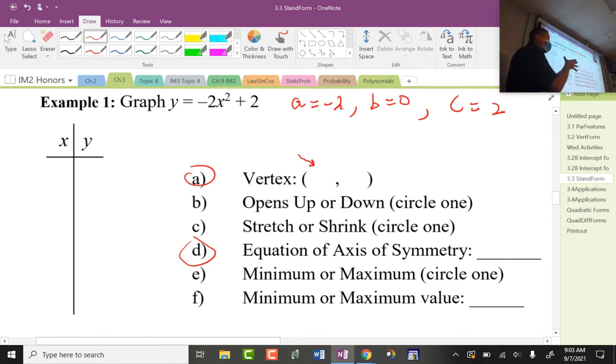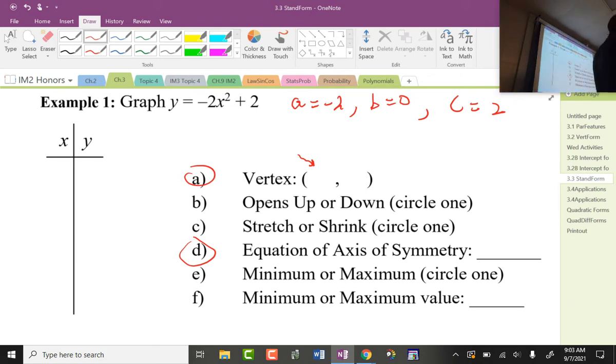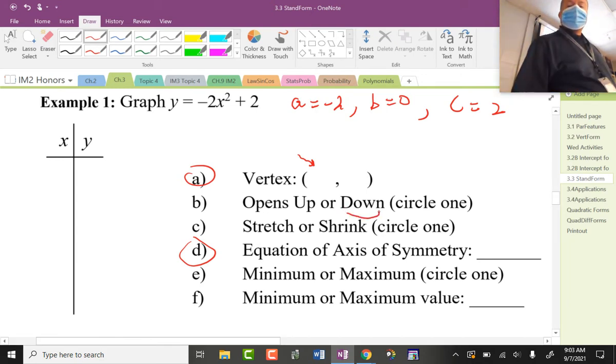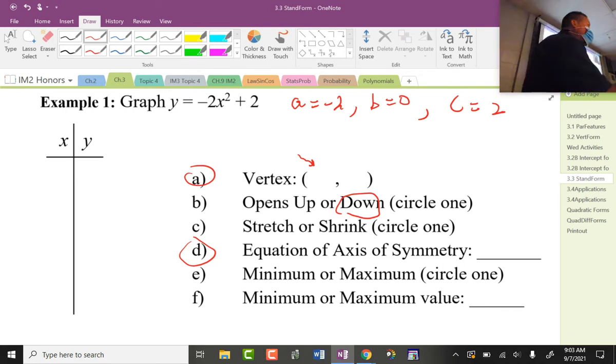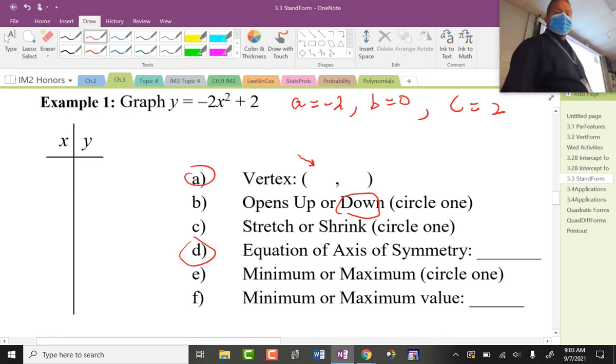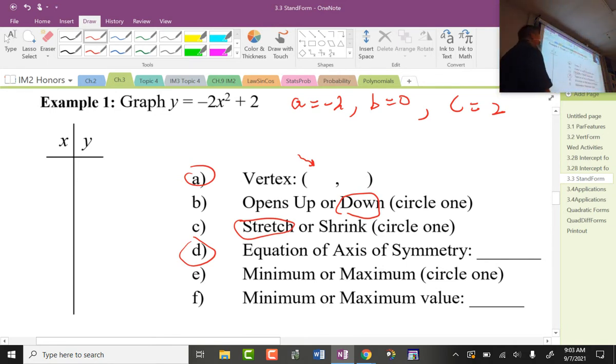You don't have to write all these words down if you don't. We could just say opens up or down. By the way, what does it open? Up or down? 3, 2, 1, go. Down. So just say it's down. Don't have to write all that opens up or down. And then is it stretched or shrunk? Let's ask that. 3, 2, 1, go. Stretched. So it opens down. It's stretched by a factor of 2. You don't say -2.